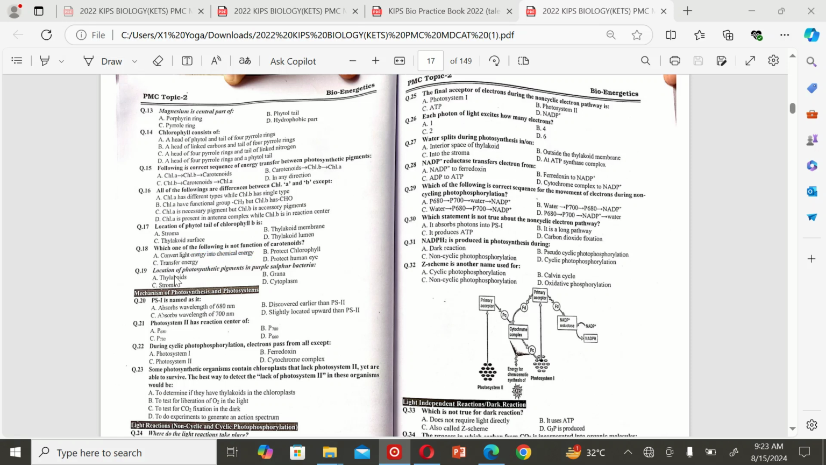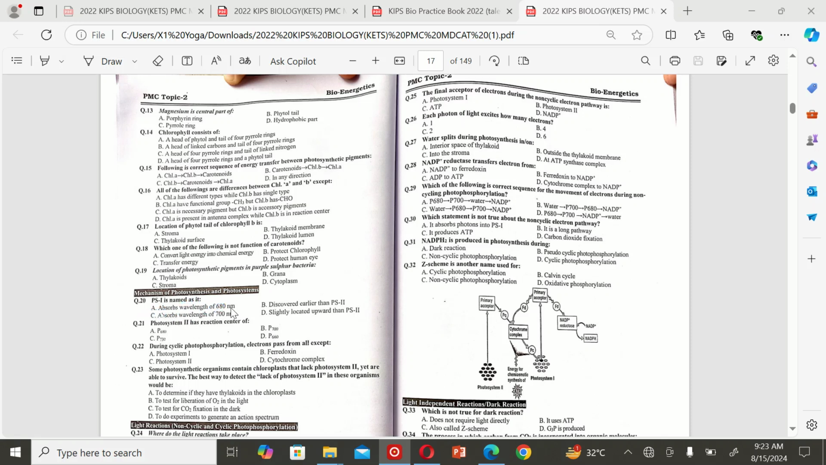The next MCQ is: the location of photosynthetic pigment in purple sulfur bacteria. A. Thylakoids, B. Grana, C. Stroma, and D. Cytoplasm. So the correct option is D. Cytoplasm.